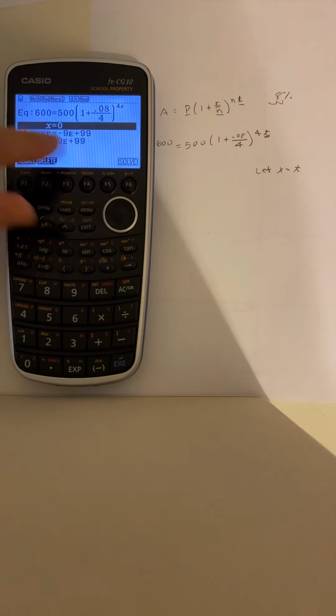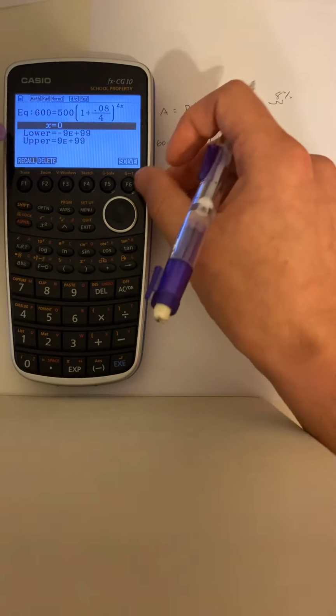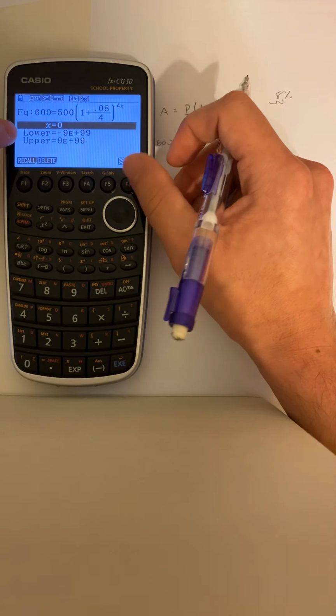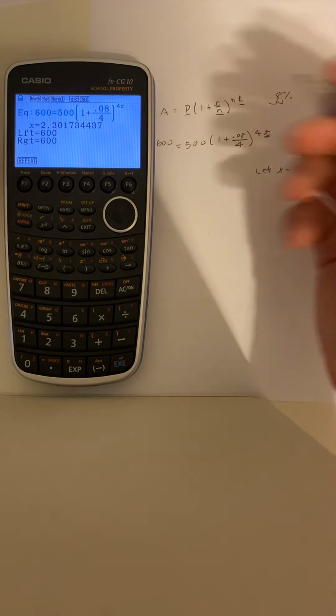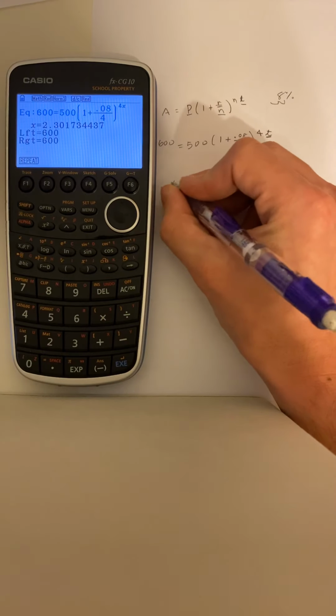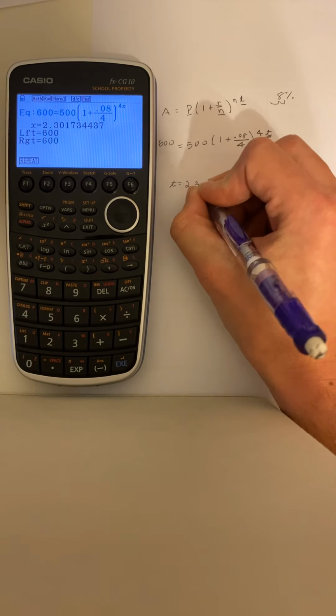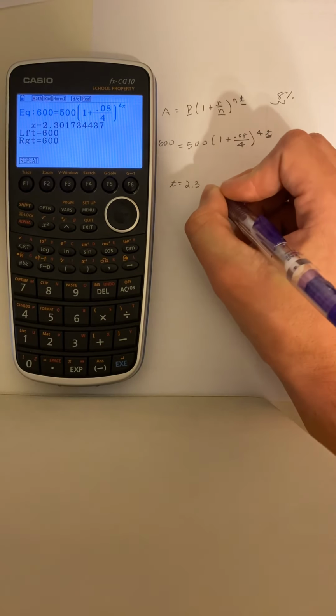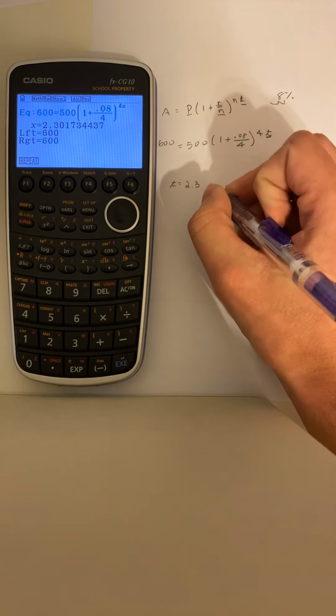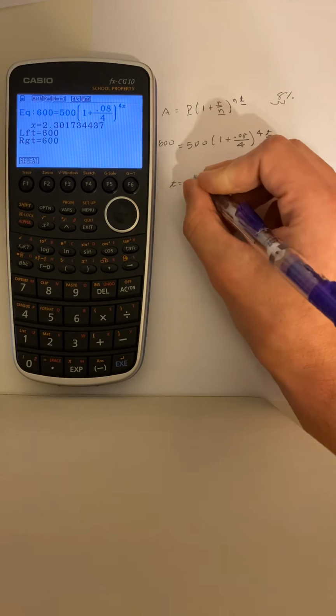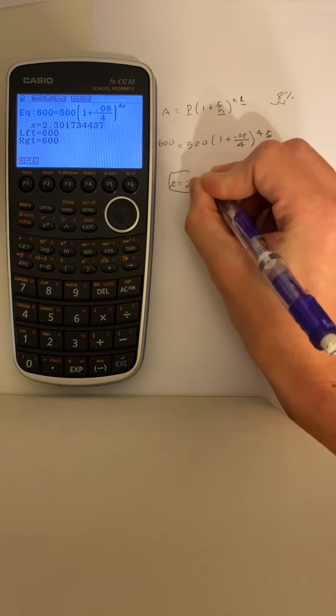And we then hit solve. We see that it pulls up x equals 0. We know that's not correct. We hit solve again because that pulls up the last answer. So we get t equals 2.3. And so we can tell that that's our final answer, where t equals 2.3.